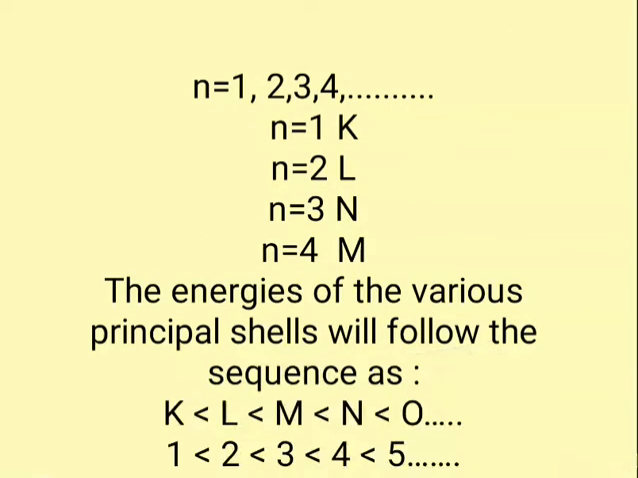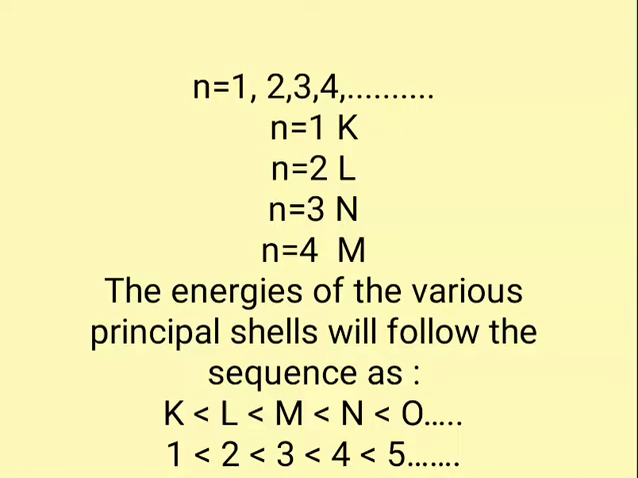When n equals 1, we call it the first shell, called K shell. When n is equal to 2, we call it the second shell, called L shell. When n equals 3, it is M, n equals 4 is N, n equals 5 is O, then P and so on. That means n can have any value ranging from 1, 2, 3 and so on, but it cannot have value less than 1. n equals 0 and negative values are not permissible.